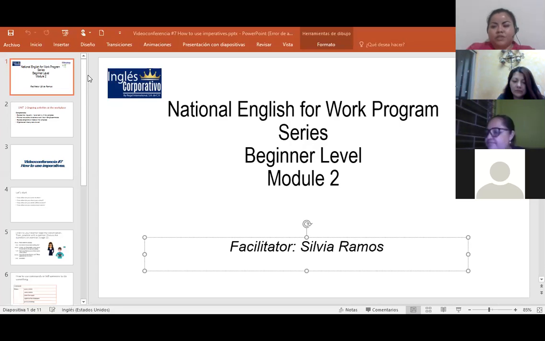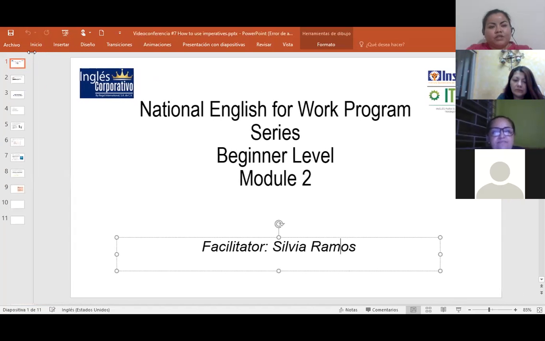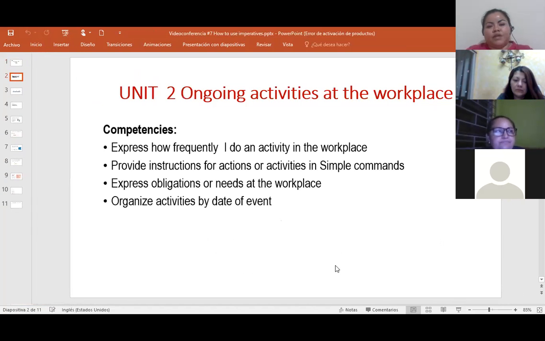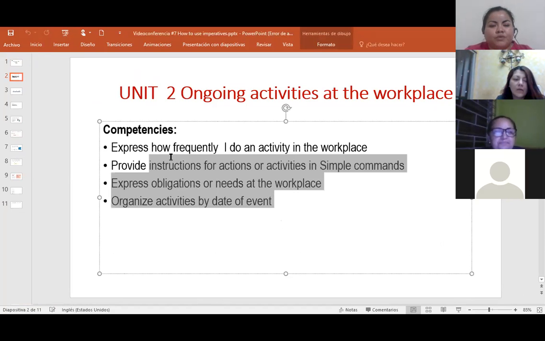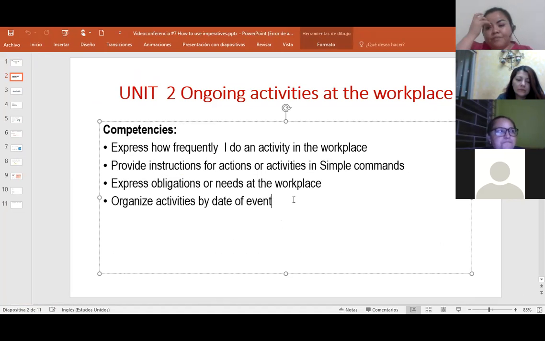Right, so we continue with unit number 2. This is the National English for Work Program, and this is the beginner level 2. We're going to practice unit 2 today, and we have 4 competencies that we need to practice. Carmen, read number 1. Emerson, number 2. Number 3, Alexis, and number 4, Pedrina.